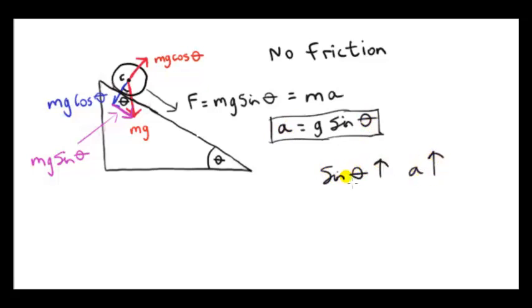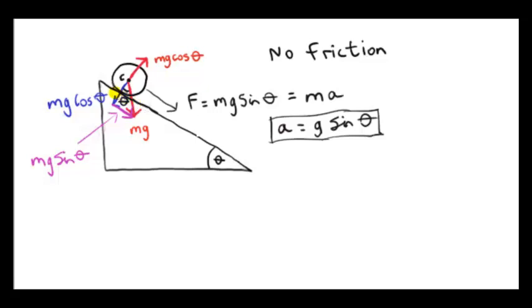Well, when angle theta goes up, sine theta goes up. Okay, the sine function increases for acute angles theta. So this formula makes sense. If we make the incline steeper, the acceleration of the particle down the incline increases.